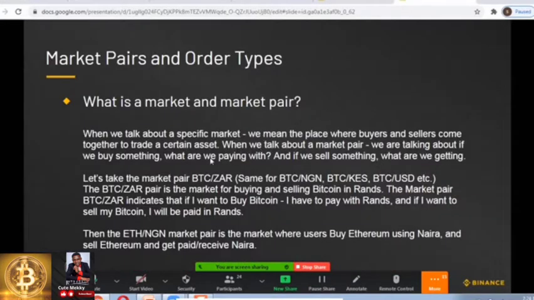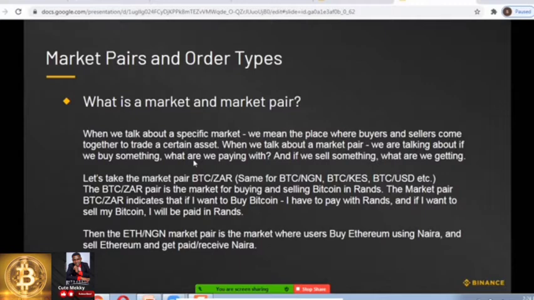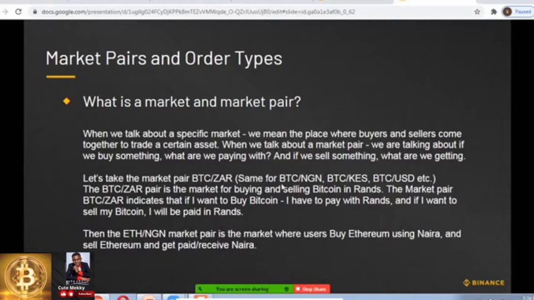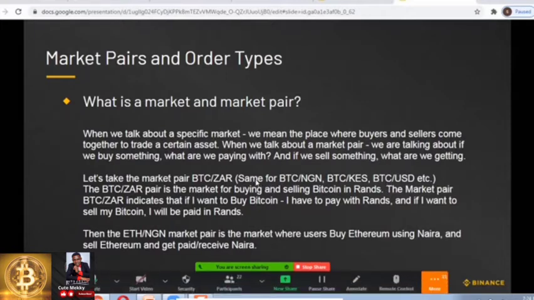It's very important. Now, let's talk about market pair. Very important, so that you understand what I mean by market pair and market. Now, let's say, for example, you have BTC ZAR. This is South African Rand. Same thing with BTC NGN, BTC Nigerian Naira. We have the BTC CAS and then BTC USDT. They are numerous when it comes to market pair.